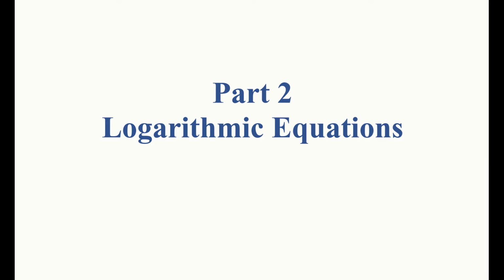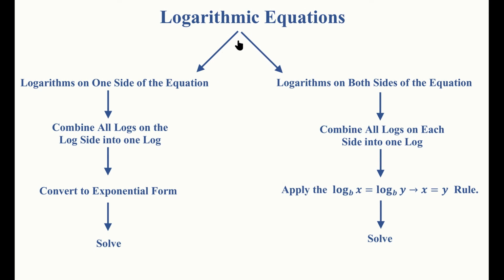Okay, now we want to look at logarithmic equations, and they turn out to break up into two types. In one type of logarithmic equation, you have all the logarithms on one side of the equation, and in the other type, you get logarithms on both sides of the equation. Now, if we get the type with one side, we've already done some basic ones like that. So if we have more than one log on that side, we're going to go ahead and combine them all into a single log. And then we're going to just go ahead and convert to exponential form and then solve.